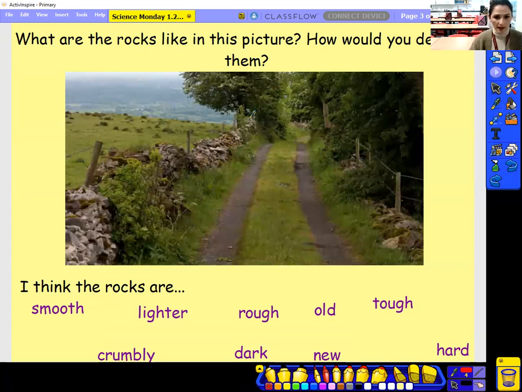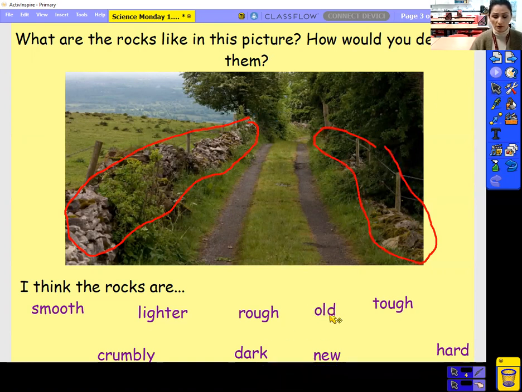Well done if you managed to have a go at that. So you probably saw straight away that there were some rocks here and there were some rocks here. The first thing when I saw these rocks, I thought that these rocks were old. They were very, very old. I think they were quite rough as well. I don't think they were very smooth. I think they were quite jagged. Jagged is quite a good word. Jagged means they look pointy, and it's the opposite of smooth. And I think actually they're probably quite tough.